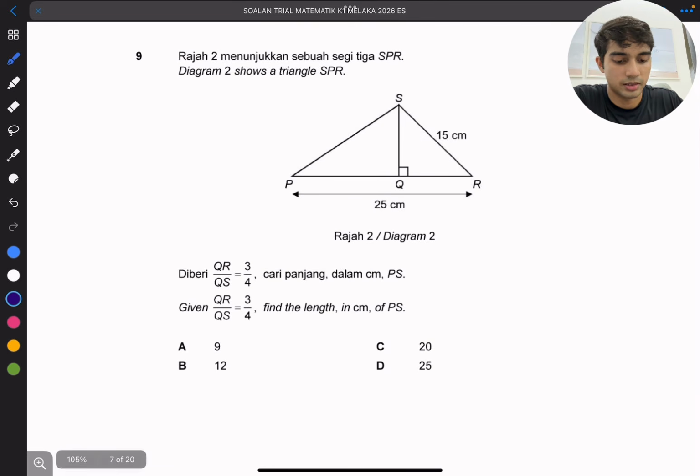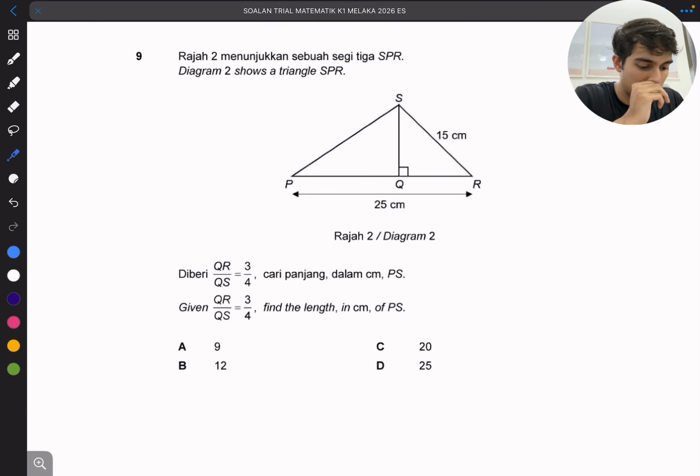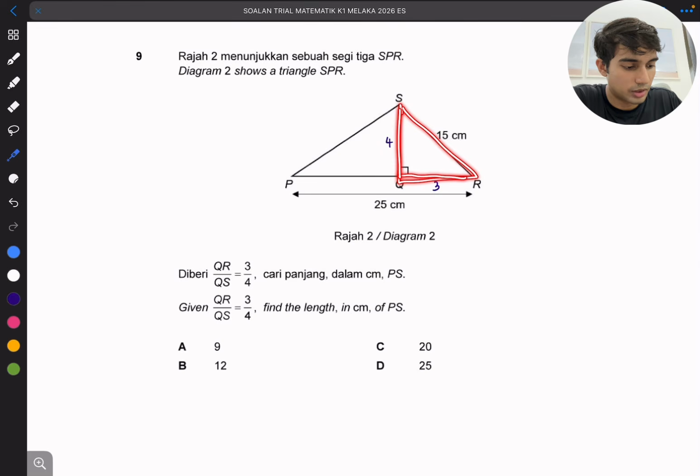Number 9. It shows a triangle SPR given that QR over QS is 3 over 4. Find the length in cm of PS. Okay. So the ratio here is 3. This is 4. So according to Pythagoras theorem, if this is 3, this is 4, this will be 5. 3, 4, 5. Okay, this is the ratio.